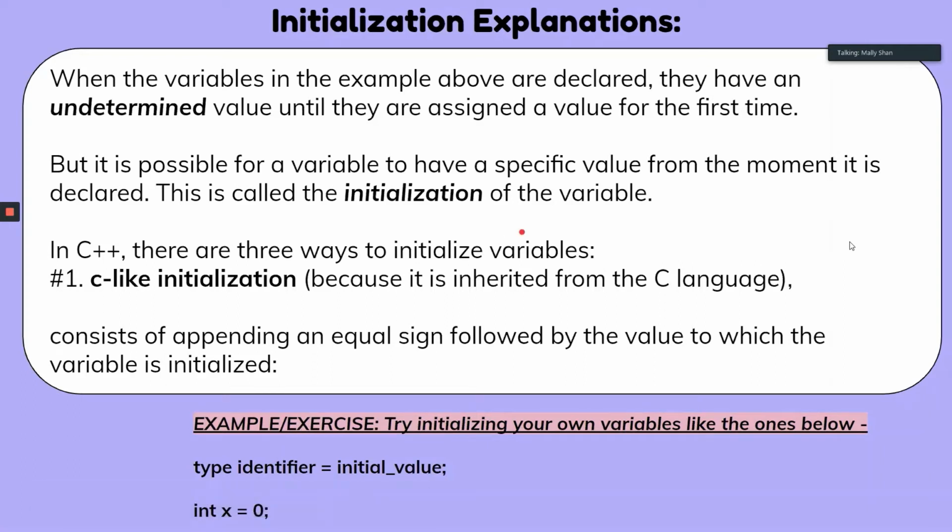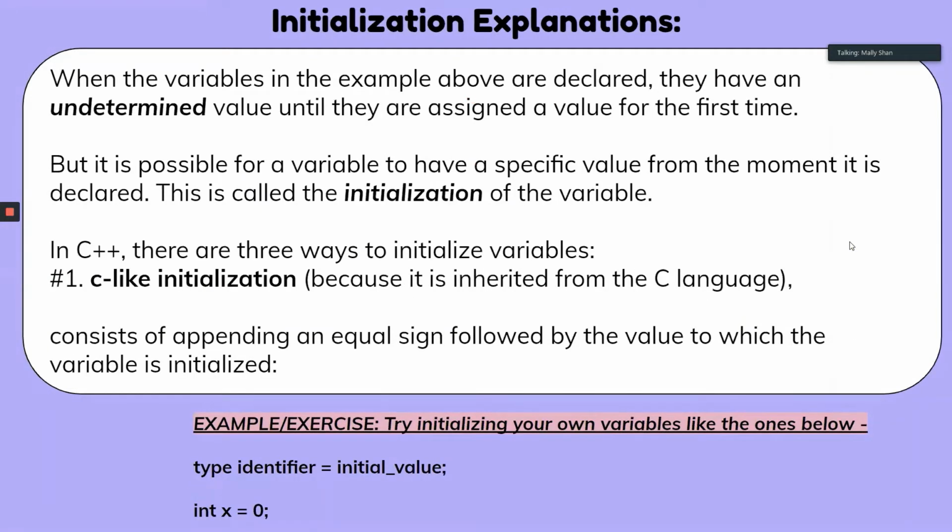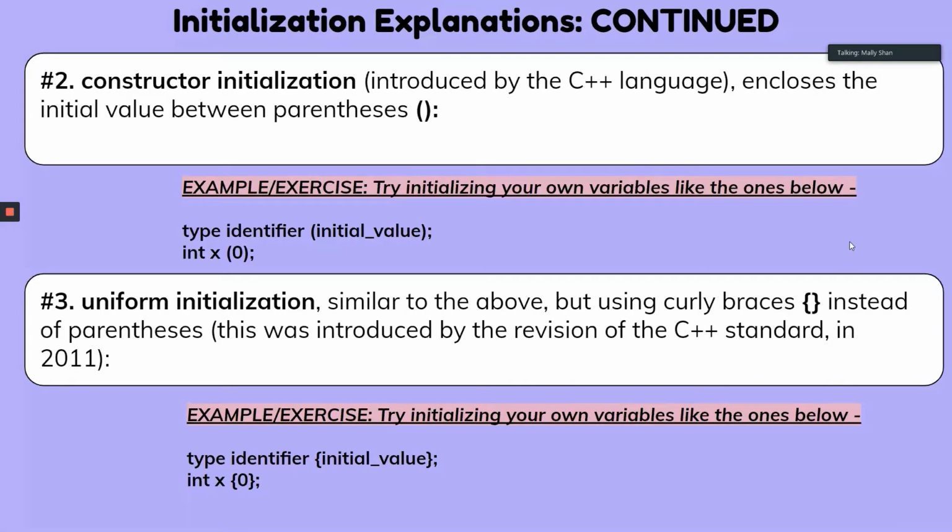So again, int type, x is identifier, 0 is our initial value. Another way that you can write this exact same thing, and it means the exact same thing, is having a constructor initialization. So this is only introduced in C++. The one before is called C-like initialization because it's what we used in the C programming language. This constructor initialization is unique to C++. And so the way that you actually initialize it in this case is writing out int x, open close parentheses, 0. And again, this means the exact same thing.